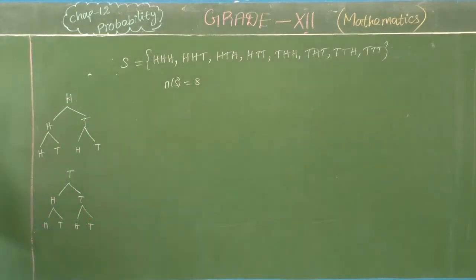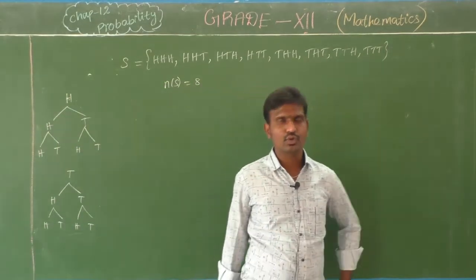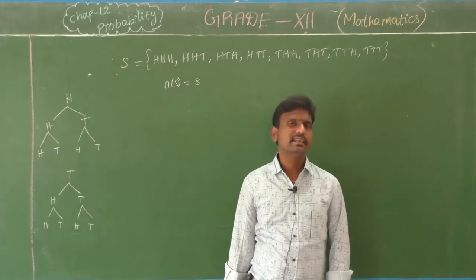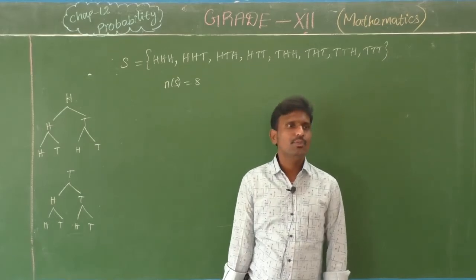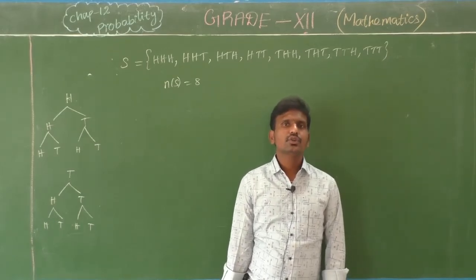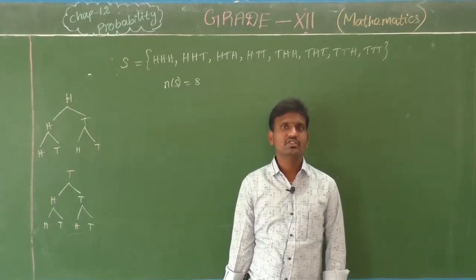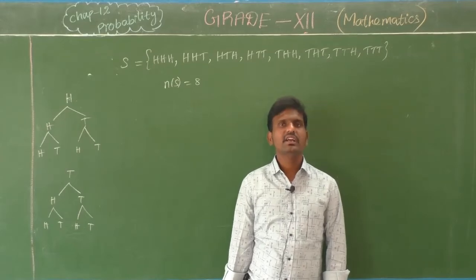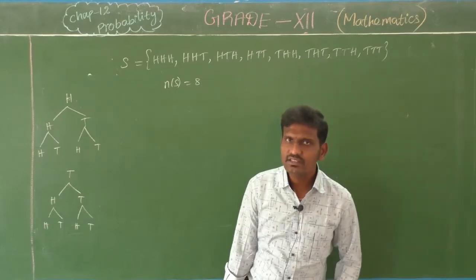So already you know that formula, 2 power n. When a coin is tossed twice, the sample space S is equal to HH, HT, TH, TT, and the total n(S) is equal to 4. How? Because the coin is tossed 2 times, so 2 power 2. And the same coin tossed thrice gives 8 outcomes like that. Okay, have you got it?